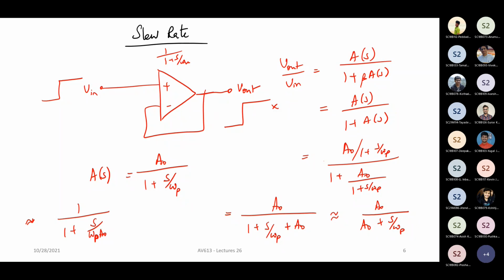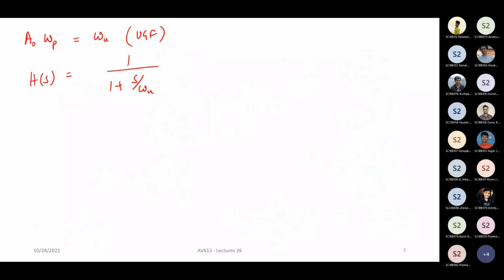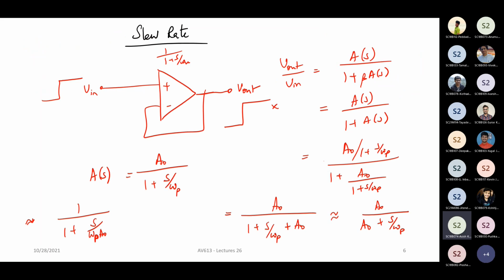Okay, so this is a first order system. Let me give you one more example. Let's say I have an RC system. This is also a first order single pole system, right? If I give a step input to this, how will the output be? Exponential, like 1 minus exponential. 1 minus e power minus t by tau, right? Correct. This is also a first order system.